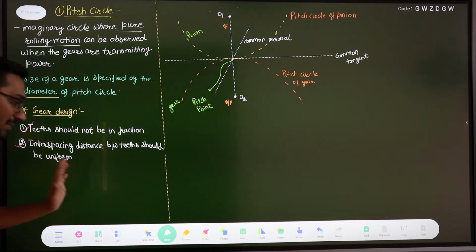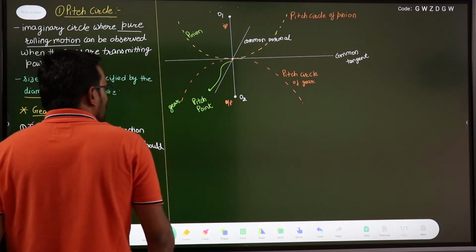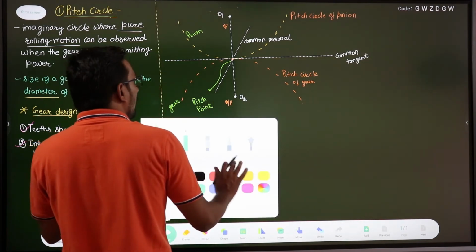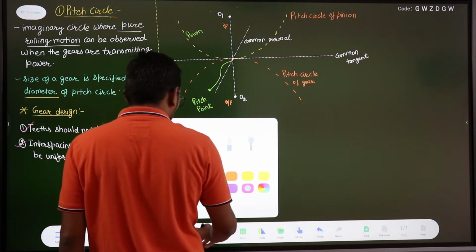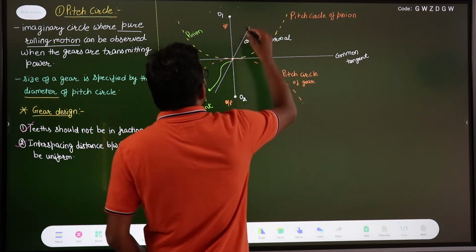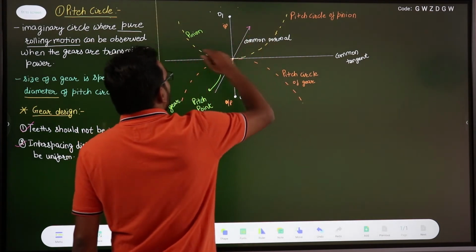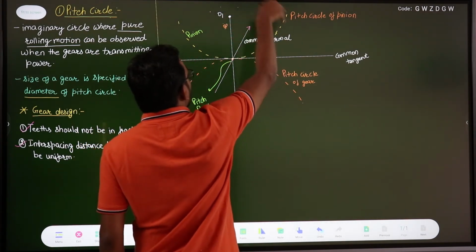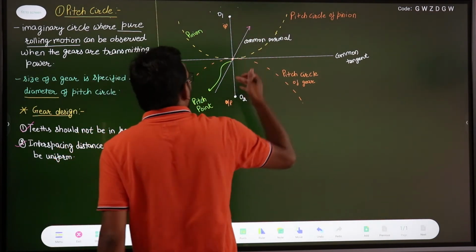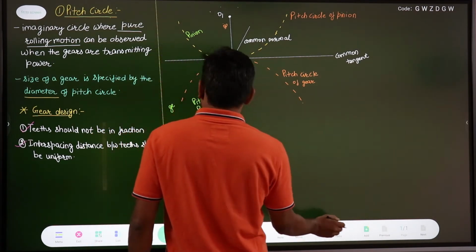That is obvious. From the basic mathematics you can say that this force will be along the common normal. I am not concerned about the directions of the force and all. Suppose the force exerted by this pinion on this gear will be in this direction, right? If this pinion is rotating like this, the force will be in this direction.